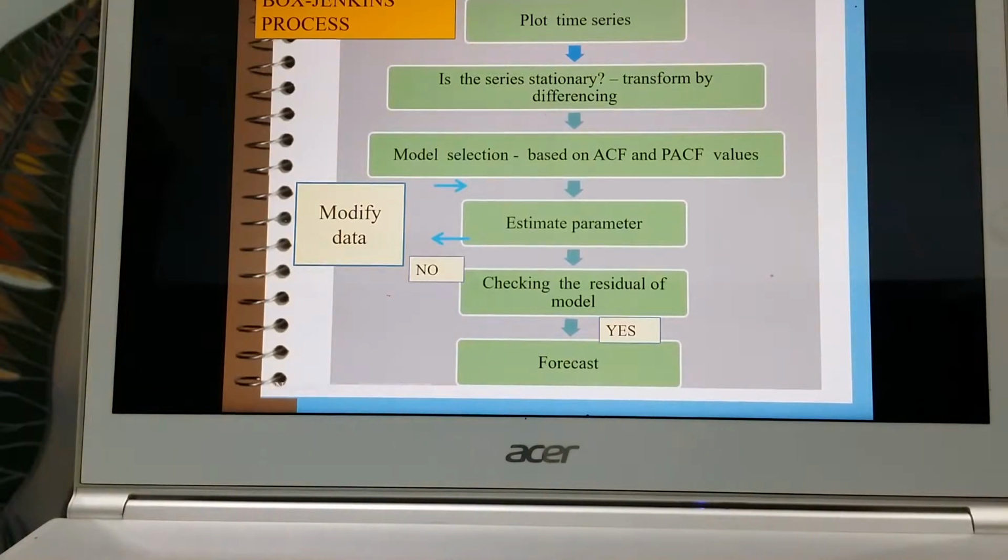First, you plot the time series and you check if the time series is stationary. Then, if necessary, you have to transform it by differencing. And then the model selection has to be based on the autocorrelation function and partial autocorrelation function values, and then you estimate the parameters, you check the residuals of the model, and if it's okay, then you do the forecasting.